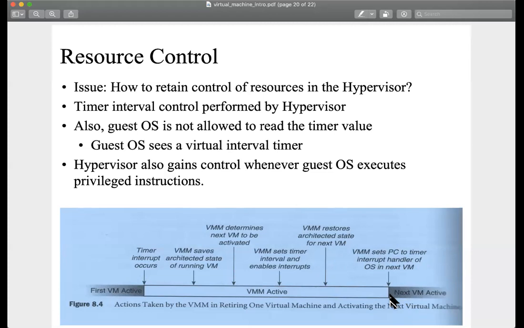So this looks almost exactly like how an operating system would switch from one process to another process. If you just replace VM by a process, and VMM or the hypervisor by an OS, then the whole diagram would still make sense. This is just to emphasize the point that a hypervisor needs control of the timer chip, just like an OS needs control of the timer chip. Any questions on this so far?